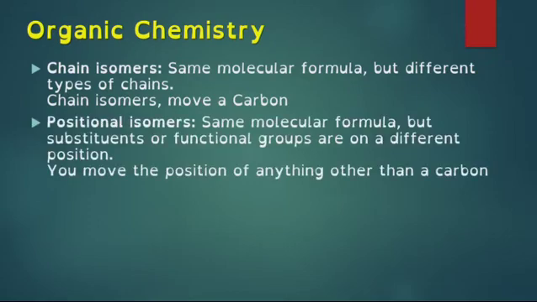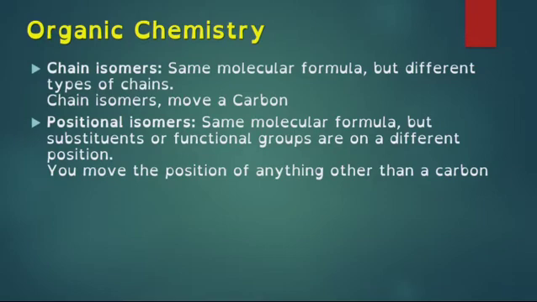And this is where chain isomers and positional isomers are close, but not quite the same thing. Positional isomer has got the same molecular formula, but substituents or functional groups are on a different position. So guys, handy hint here, when you want a positional isomer, you can move the position of anything other than a carbon. If you move a carbon, you are creating a chain isomer. I hope that sorts out that little difficulty.